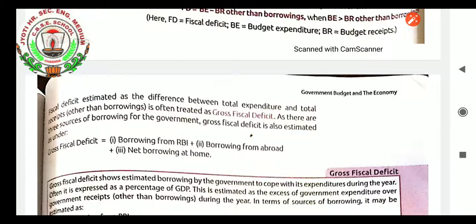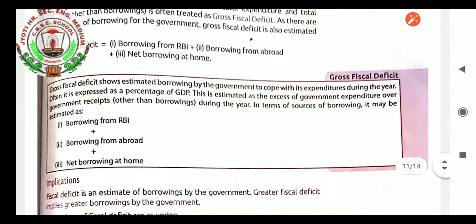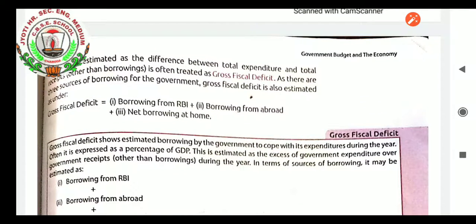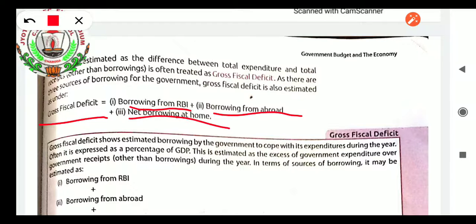Okay, so let us see what the implications of the fiscal deficit will be. Fiscal deficit, estimated as the difference between the total expenditure and total receipts other than borrowings, is often treated as gross fiscal deficit. As there are three sources of borrowing for the government, gross fiscal deficit is also estimated as under. Gross fiscal deficit equals borrowing from RBI plus borrowing from abroad plus net borrowings at home, meaning from the home country. That is known as gross fiscal deficit.